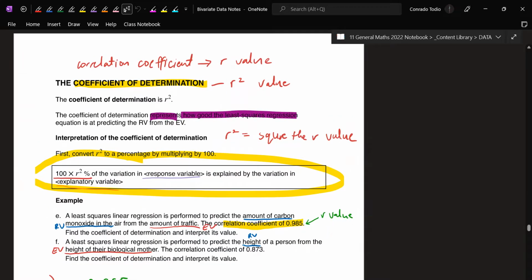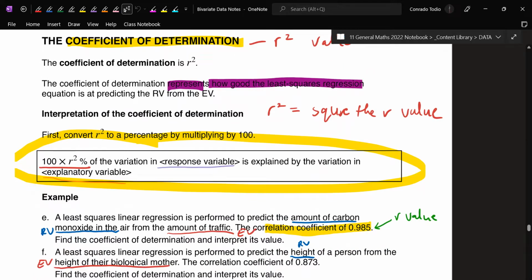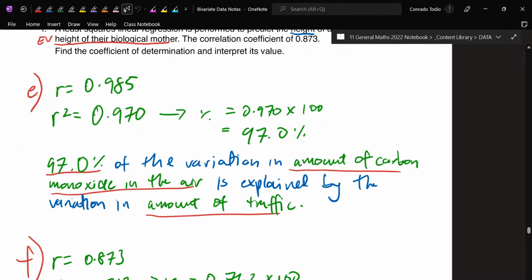not the same as the R value. The R squared value, if you think of it, is a measurement of how good the line represents the data. And from that as well, we interpreted the R squared value.